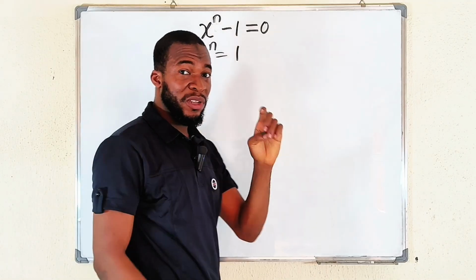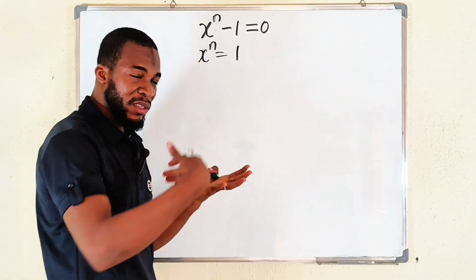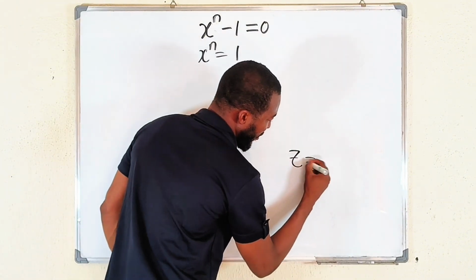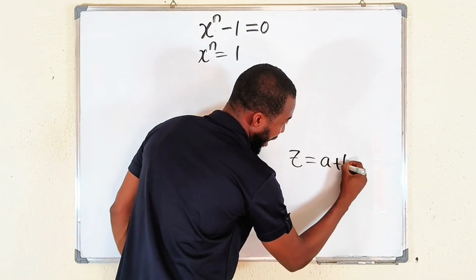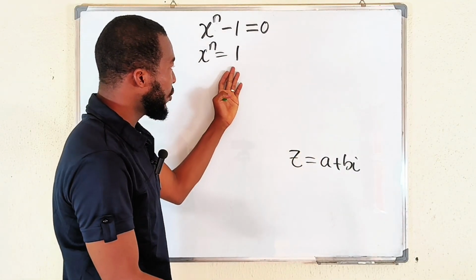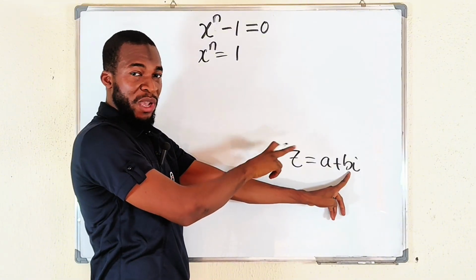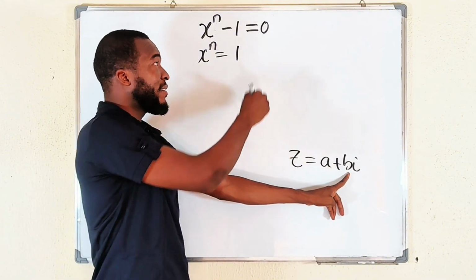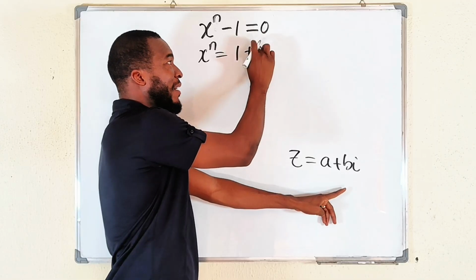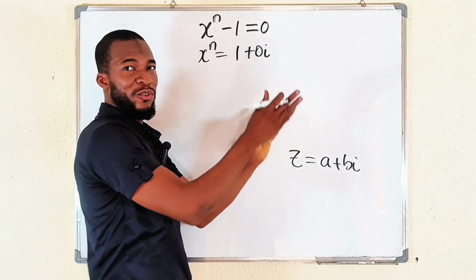1 is the same thing as 1 plus 0i, right? Because a complex number has imaginary and real parts, something like this: a plus bi. This is how we represent a complex number. But in this situation, you can see only the real part is present. The imaginary part is absent, which implies that it is the same thing as saying plus 0i here. But it's not necessary because 0i is 0, plus 1 is 1.